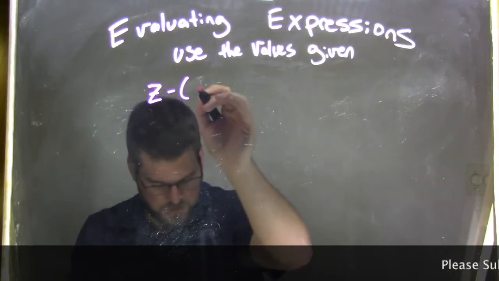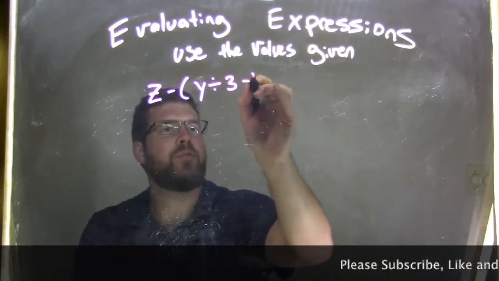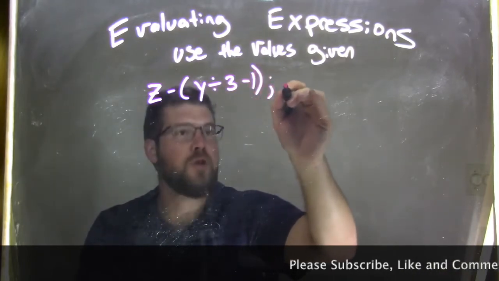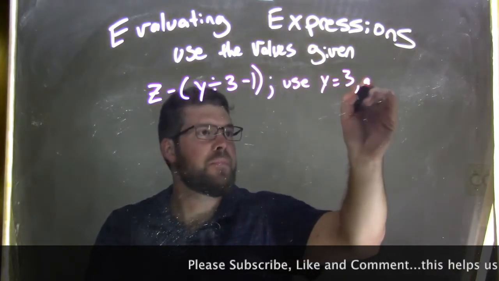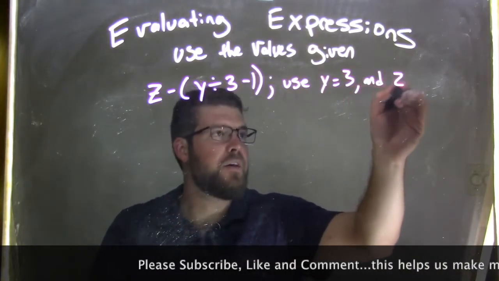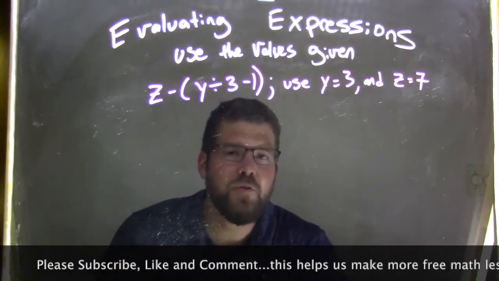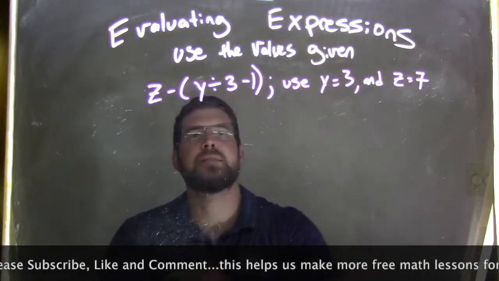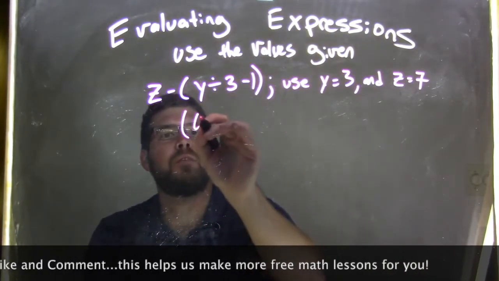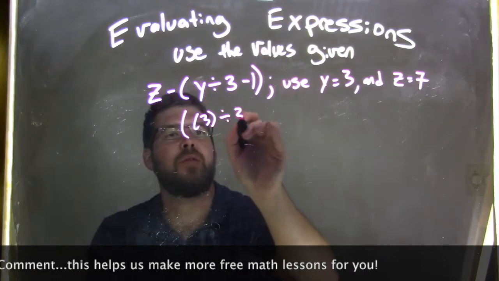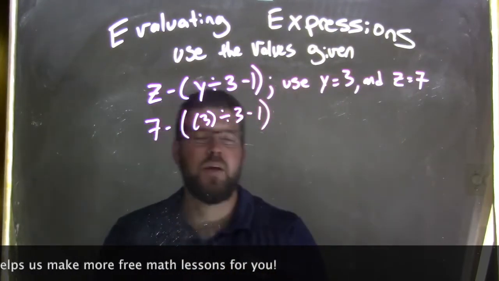Z minus y divided by 3 minus 1. And I want to use y equals 3 and z equals 7. Okay? Well, we first want to substitute. So we have y equals 3 and z is 7. Well, 3 goes in for y. So y is our 3 here, divided by 3 minus 1. And z is 7, so 7 minus on the outside.